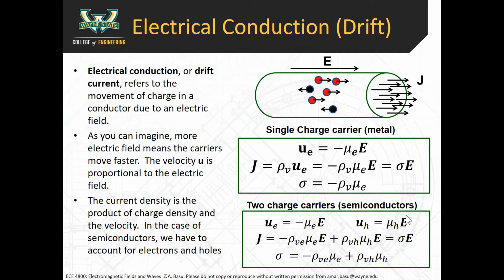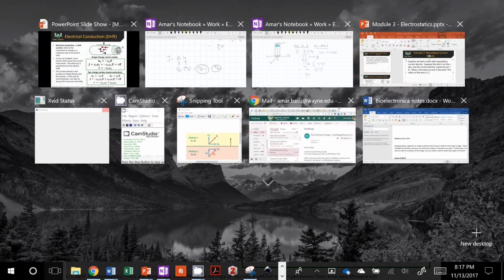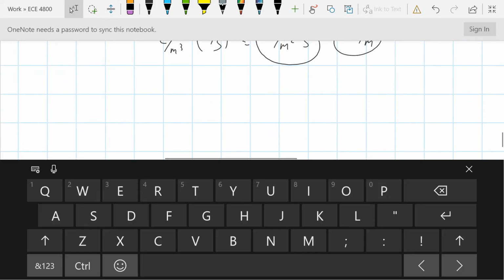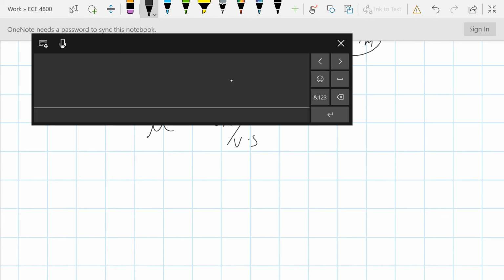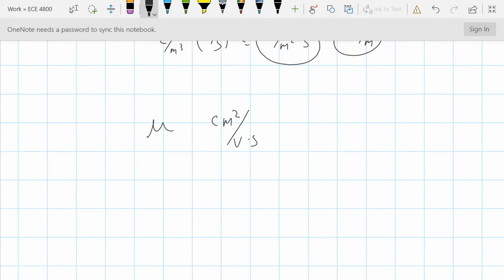By the way, if you want to jot this down, this is the units for mobility. Mu is given as centimeters squared per volt second. This is mobility.